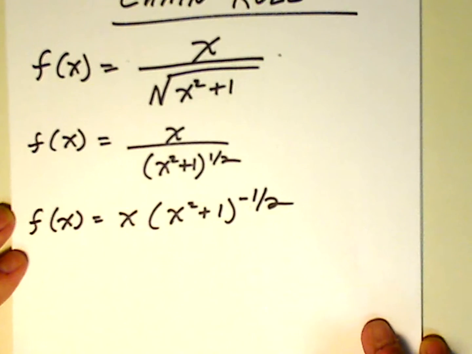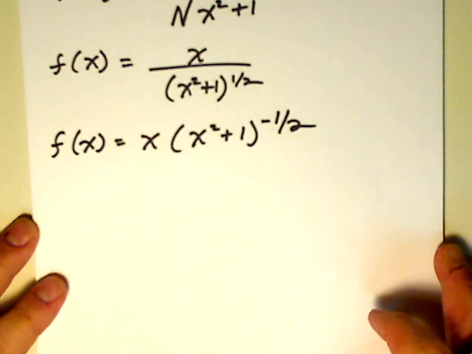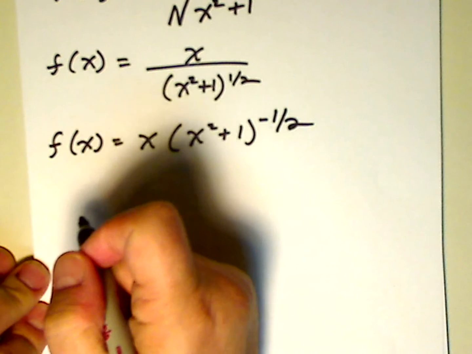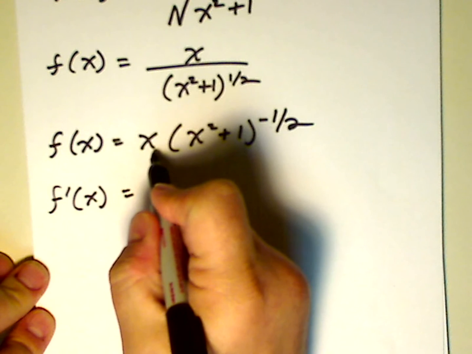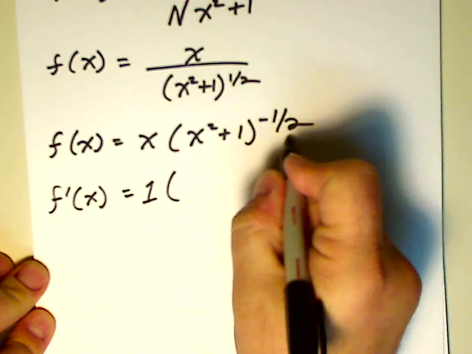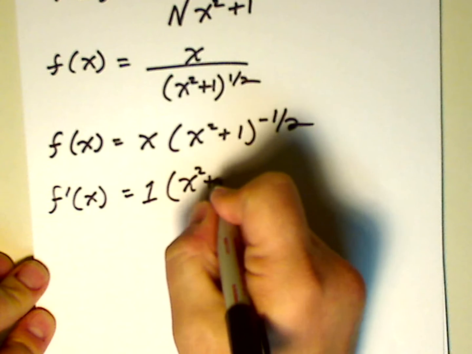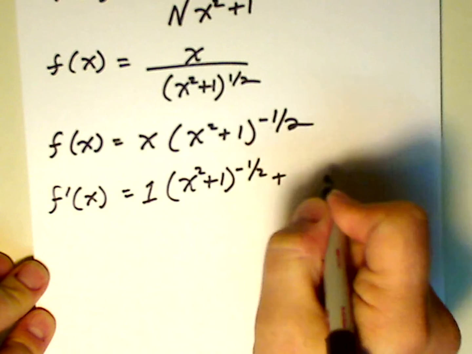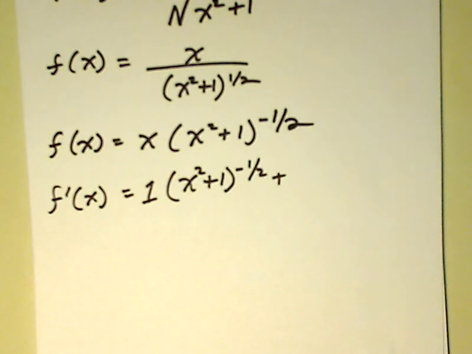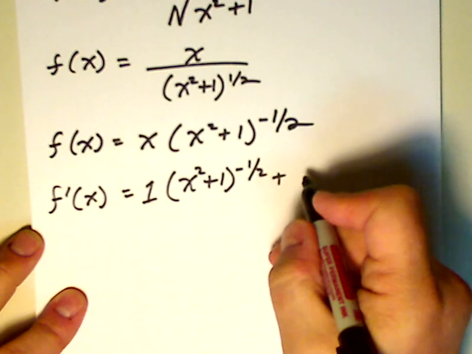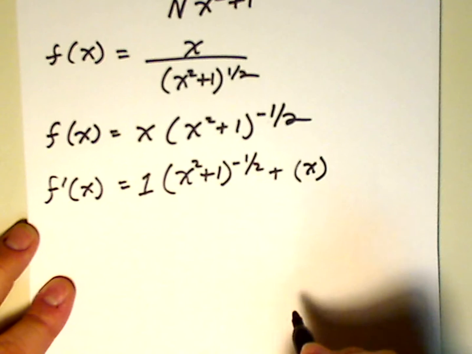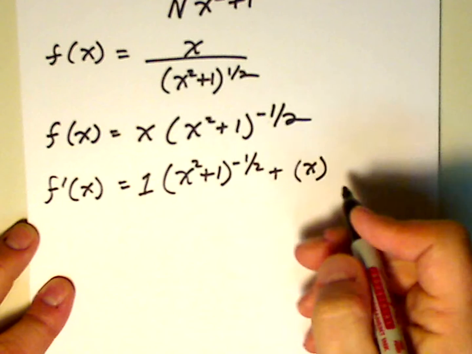Okay, so let's get back to our problem, which is to differentiate this. So f prime x is equal to, well, the derivative of x is 1 times the second function, x squared plus 1 to the negative 1/2. And then to that, we're going to add the derivative of this second function times the first. So we're going to be multiplying it by x. We bring out the negative 1/2.